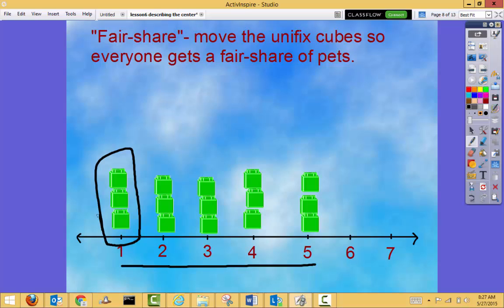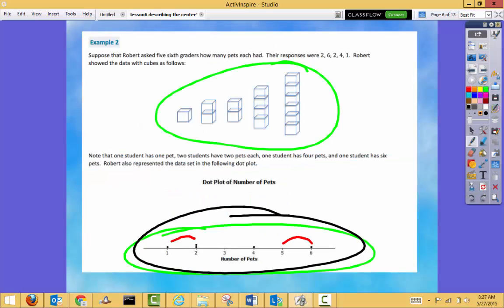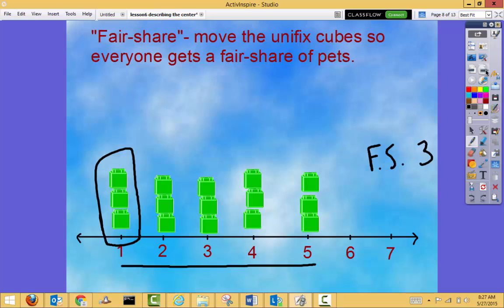I took those unifix cubes and I'm just spreading them out so that each number is the same in each row, in each column. So let's check it again. Let's check it using my math formula. My fair share was 3. Let's check it using that mean. So I have 2, 6, 2, 4, and 1.